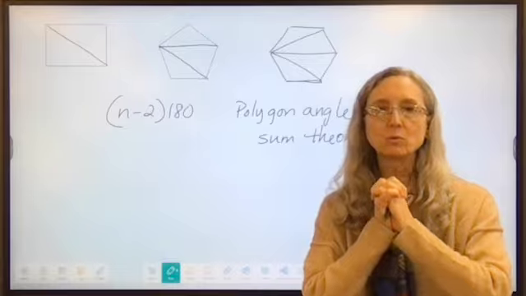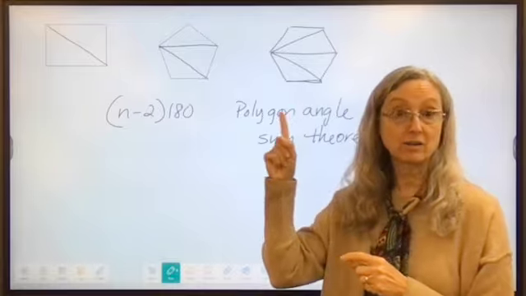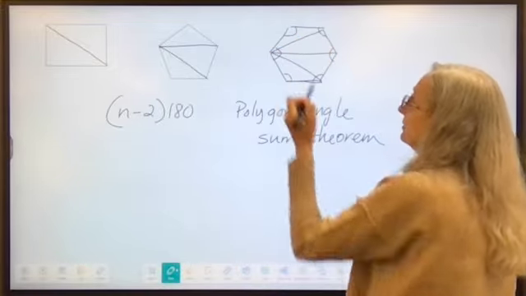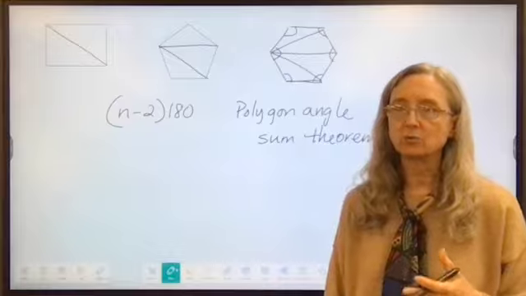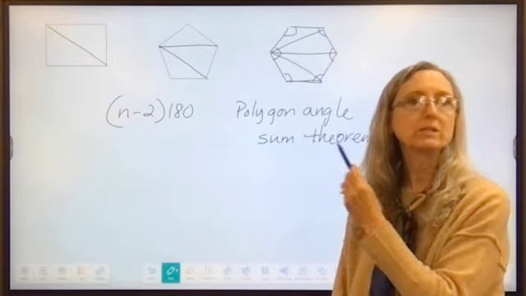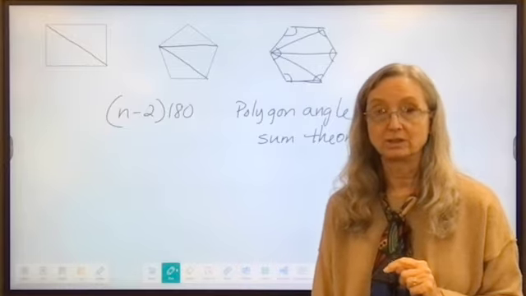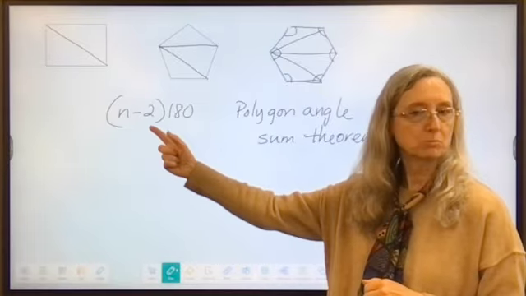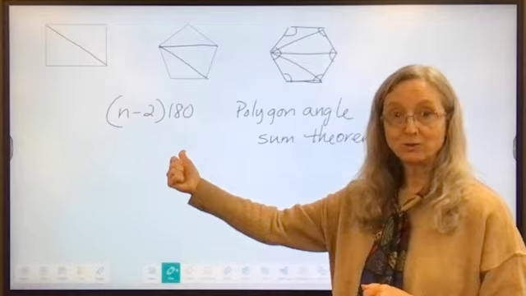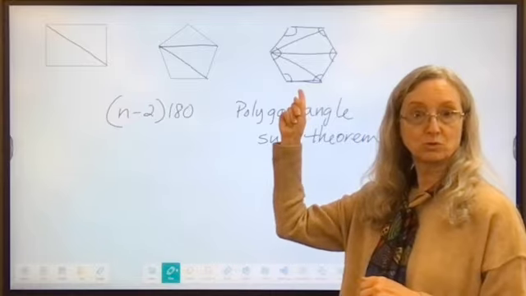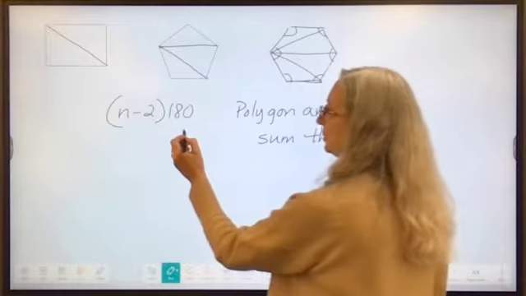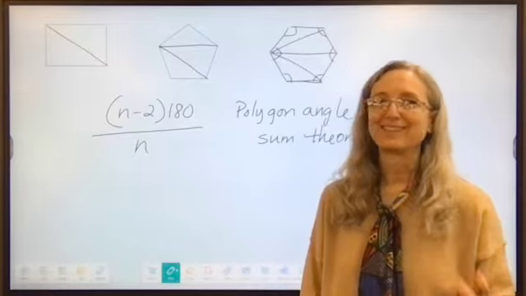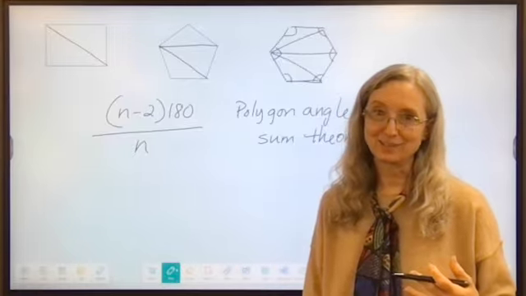Now, if it is a regular polygon, like a regular hexagon, which means that all of these angles are congruent, just by definition, that's what regular means, and you are asked what is the measure of each individual angle, then you would take the number of sides, subtract 2, multiply by 180. Here we got 720, right? And then you would divide that by the number of sides, which is also the number of angles.